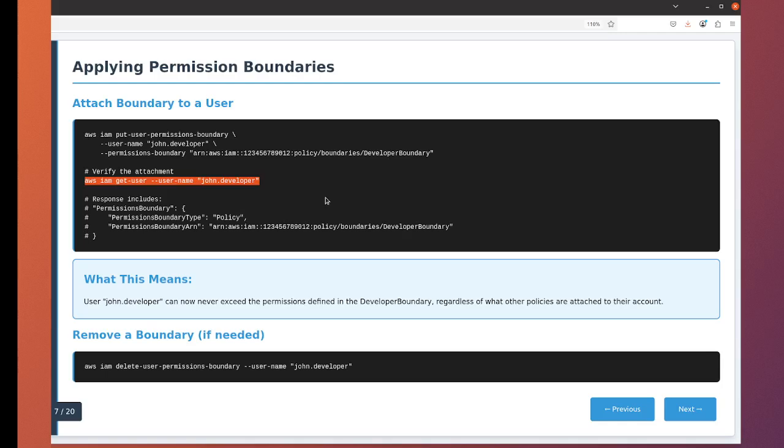So AWS requires explicit attachment. Once attached, this user can never exceed the permissions defined in the boundary, regardless of what other policies are attached to them. It's like putting a speed limiter on a car. The car might be capable of going 120 miles per hour, but the limiter ensures it never exceeds 65 miles per hour. You can verify the attachment using the get-user command, which will show the boundary ARN in the response.